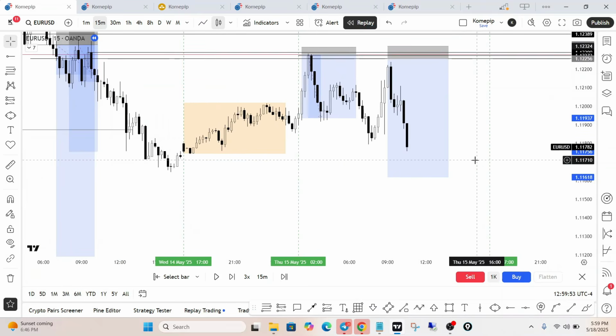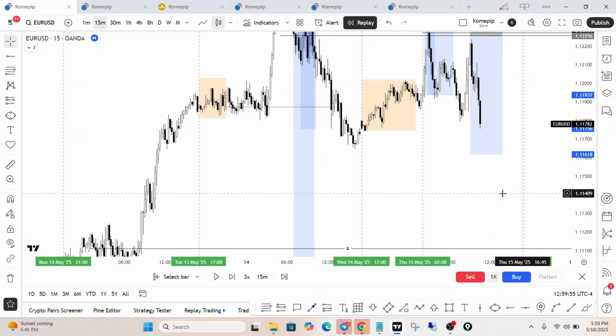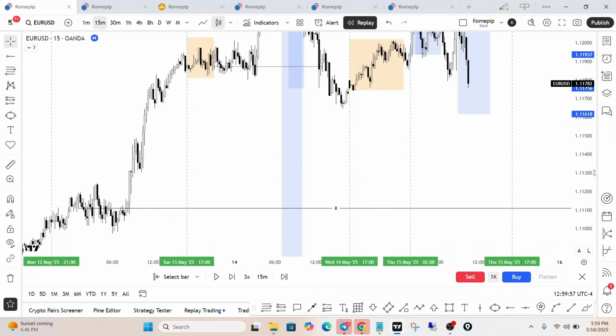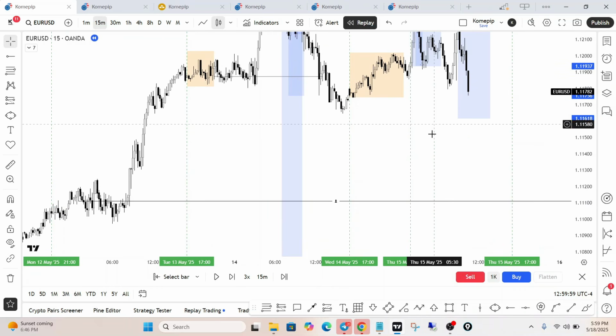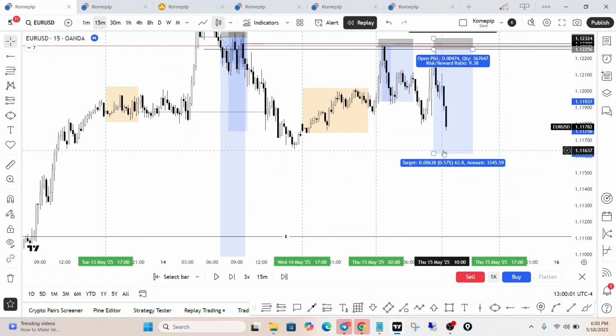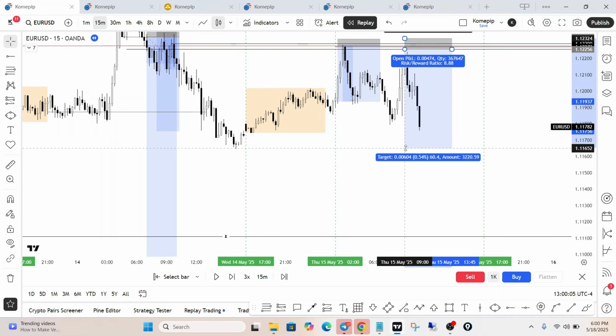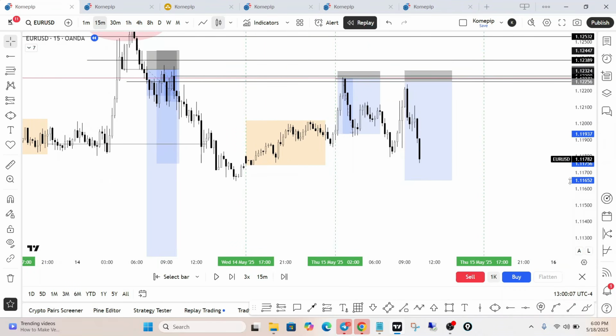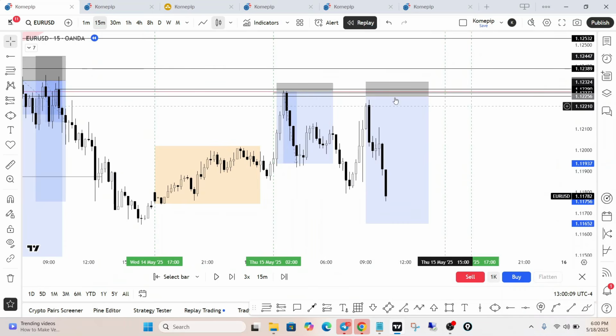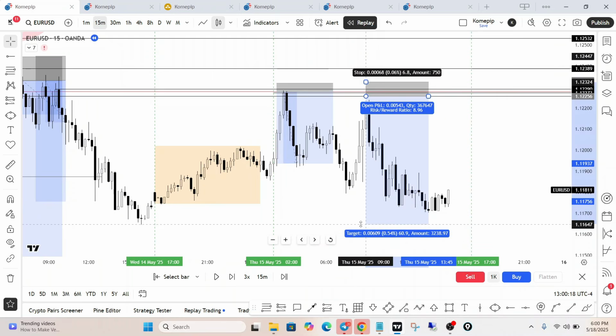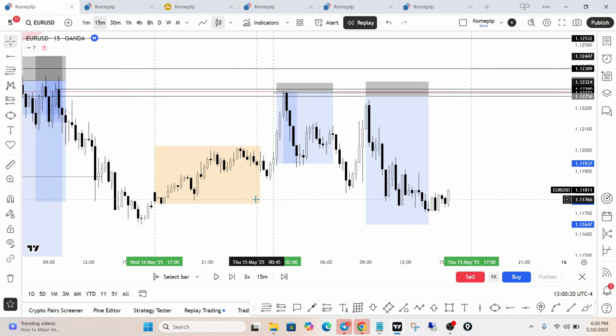Funny enough, I was actually expecting more price to the downside, at least to this zone. That was my expectation, but unfortunately, price went without me. And of course, it will happen. You don't have to be chasing price here and there. You stay patient. Be patient.